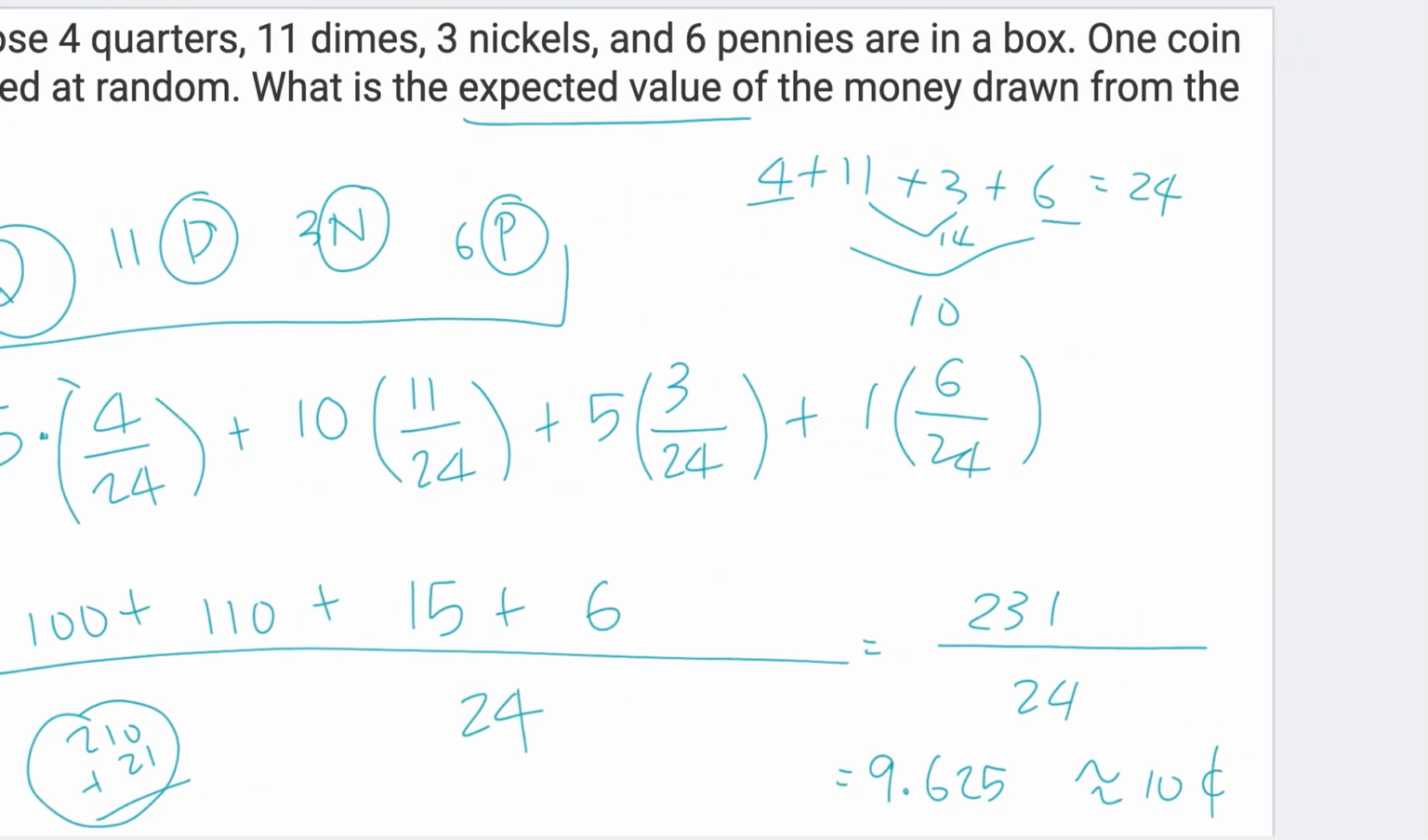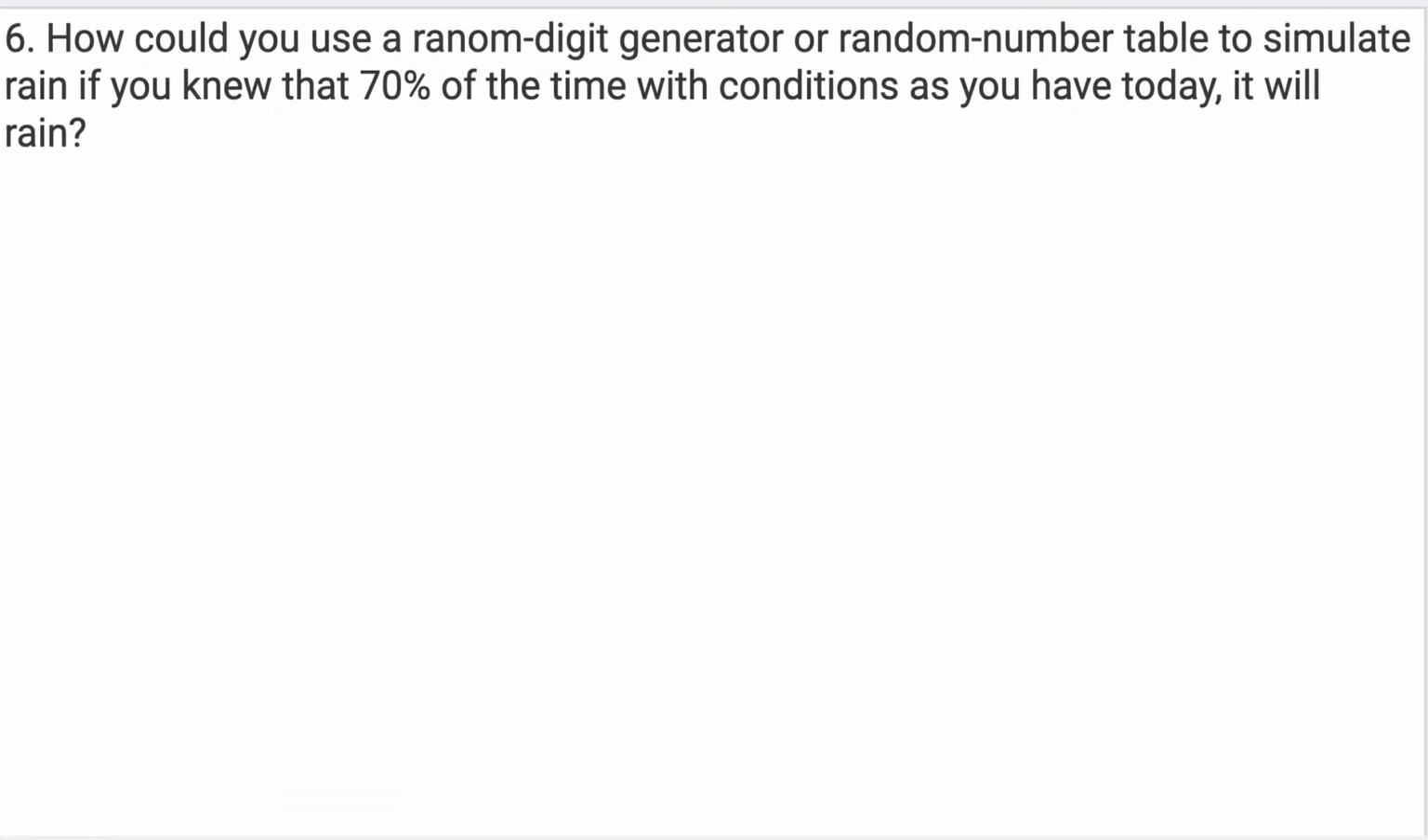Alright, let's move on to number 6. How could you use a random digit generator or random number table to simulate rain if you know that 70% of the time with the conditions as you have today it will rain?